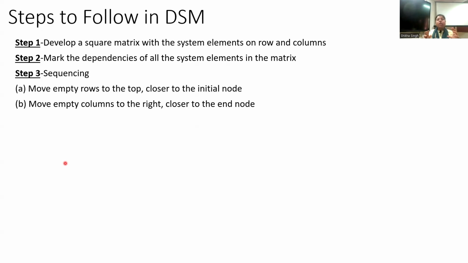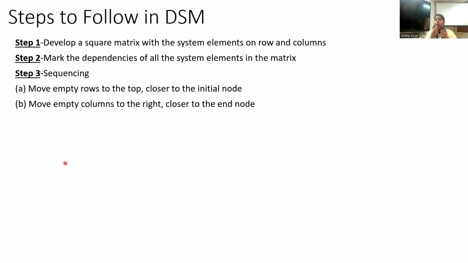So can we push it towards the start node? Start node means top of the matrix structure, or start node means initial, or it can be done at the very first because it doesn't need any information, right? So those rows which are empty mean this particular element is not depending on any other subsystems or subcomponents, right? So it can be very easily moved to the top or upside on the matrix.